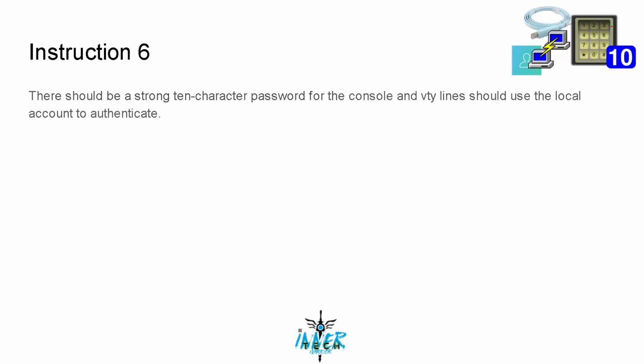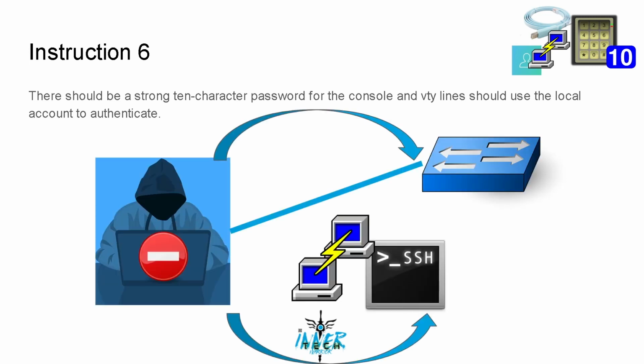Policy 6 states that there should be a strong 10-character password for the console line, and VTY lines should use the local account to authenticate. By setting a console and VTY line password, we'll restrict access to someone trying to use a console cable to connect their laptop to the device to configure it. These passwords will also restrict unauthorized users from remoting into the device with Telnet or SSH. The passwords we should use were provided by management in the documentation workpaper.